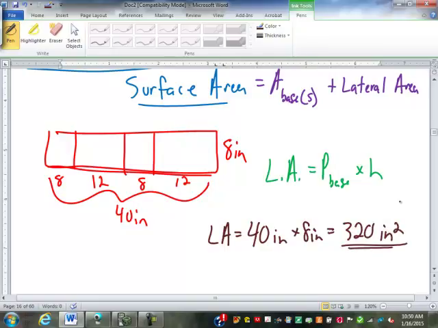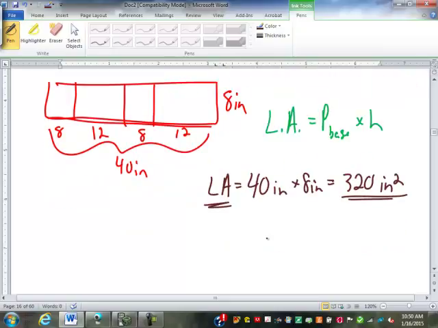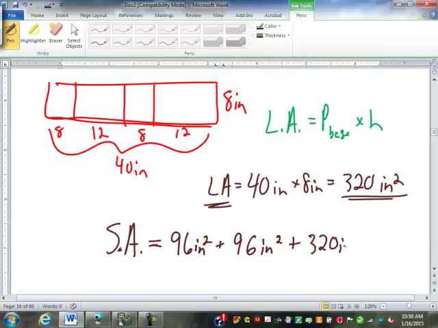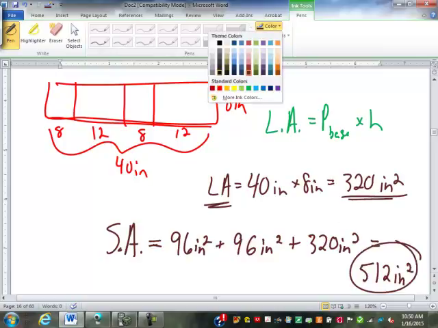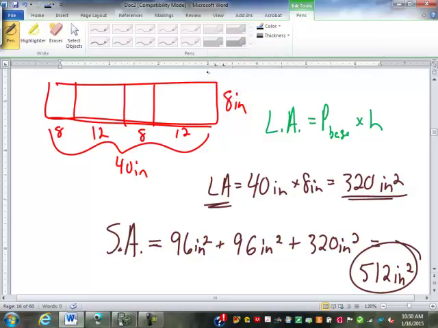Now it is going to be square inches because it's an area. Well, that's lateral area. So the total surface area will be the bases. Each base was 96 square inches, and there's 2 of them, one on bottom and one on top, plus the lateral area of 320 square inches, which is going to give us 512 inches squared. What do you think? Not terrible?